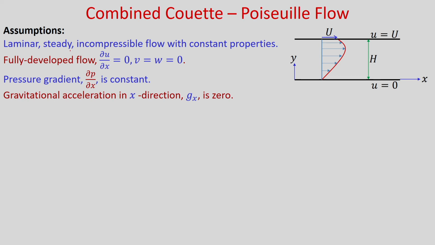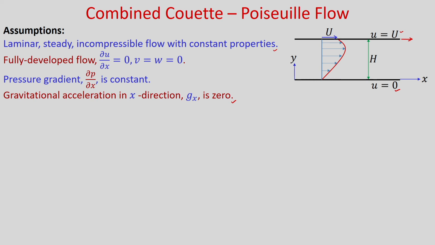We will consider laminar, steady, incompressible flow with constant properties. It is a fully developed flow. So, del u by del x is 0, and obviously the plates are infinite. So, V and W are 0. We have a pressure gradient del p by del x which is constant, and gravitational acceleration in x direction is 0. So, you can see these are two infinite parallel plates where the lower plate is stationary, velocity is 0, and the upper plate is moving in positive x direction with a constant velocity U, and y is measured from the bottom plate.